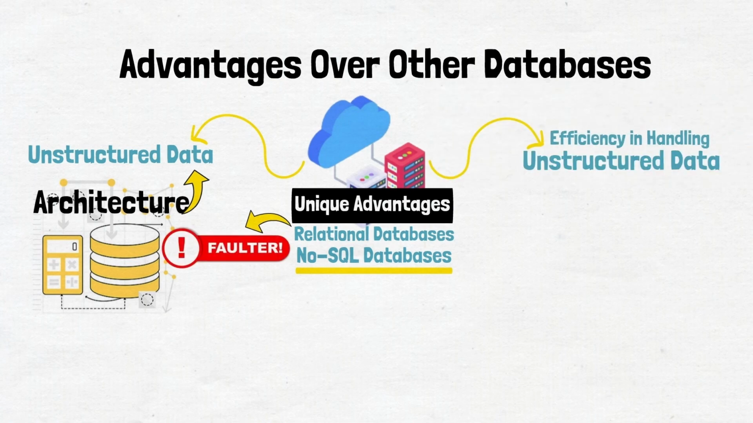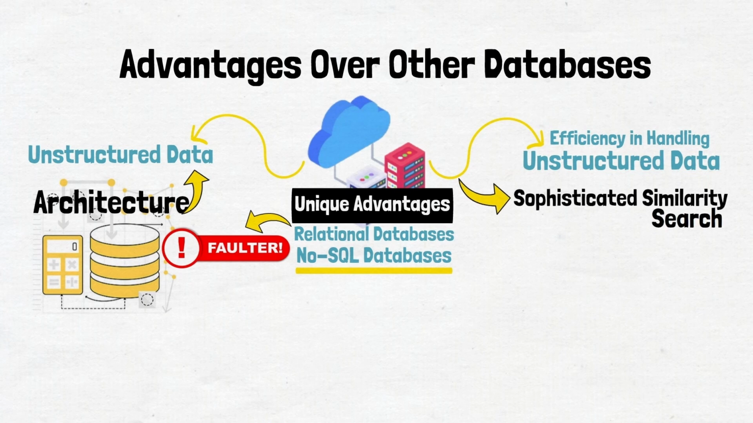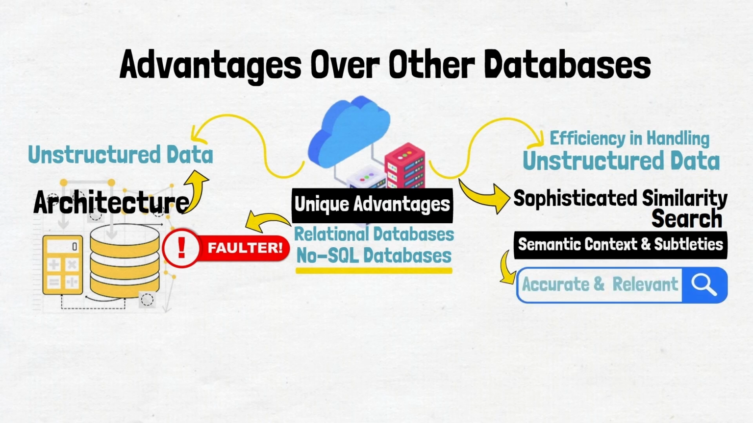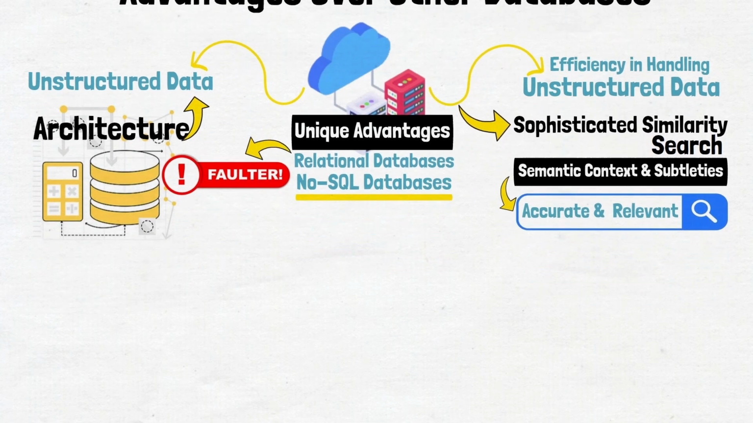Efficiency in handling unstructured data. Vector databases offer sophisticated similarity search capabilities. By understanding the semantic context and subtleties within the data, they deliver highly accurate and contextually relevant results.